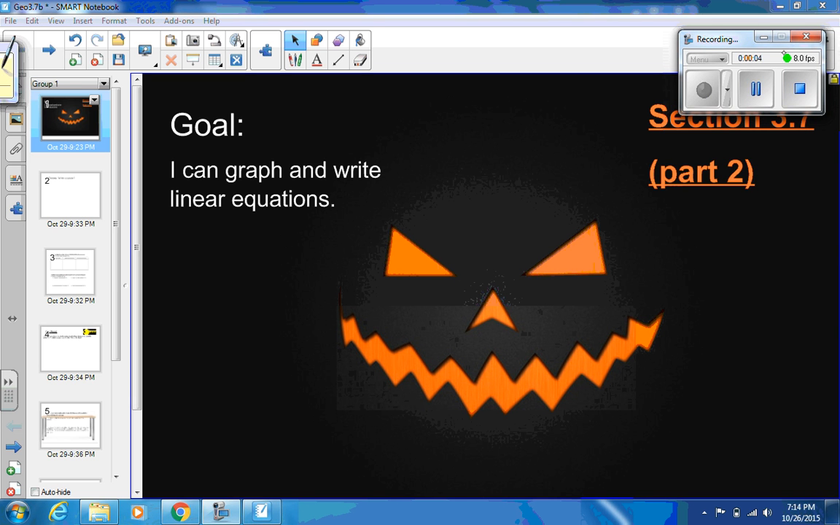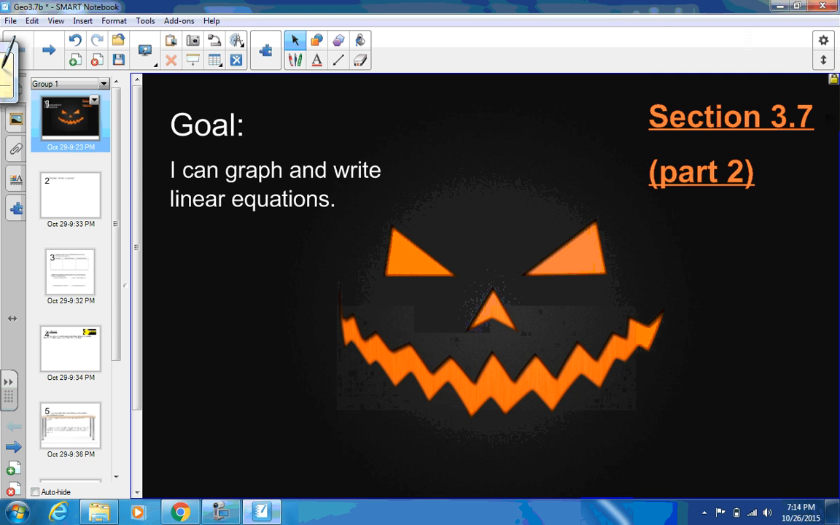All right, people. This is lesson 3.7, part 2. You'll see the reason we broke this up into two sections. We started talking about slope and equations of lines in the first part. This part is dealing mainly with the second goal in this section, which is I can graph and write linear equations. Mostly the second part too, just writing linear equations. It's just the examples here that take a while.